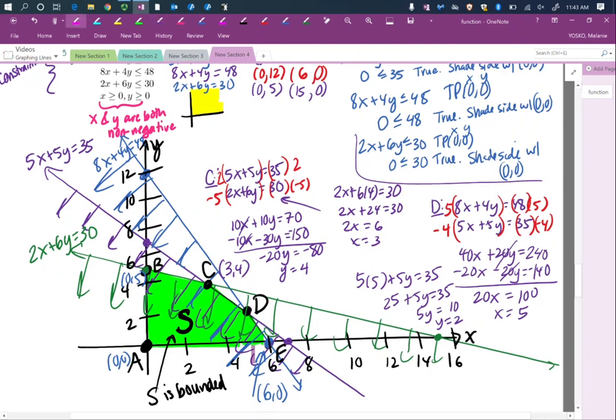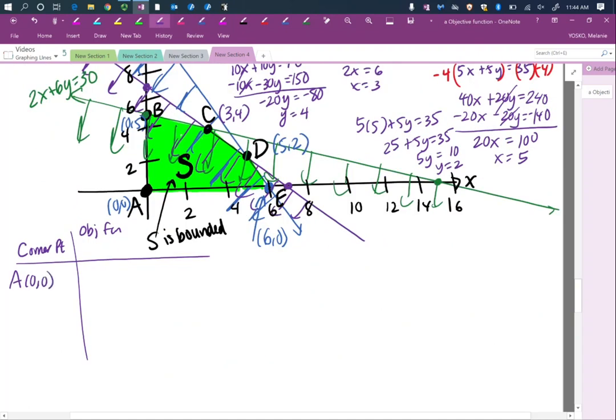So here's D. Yeah, it does seem reasonable. The x value is 5 because it looks like my point is somewhere between 4 and 6, and the y value should be 2. Yes, that looks completely appropriate. (5, 2). So we're going to plug these into a chart for the method of corners.